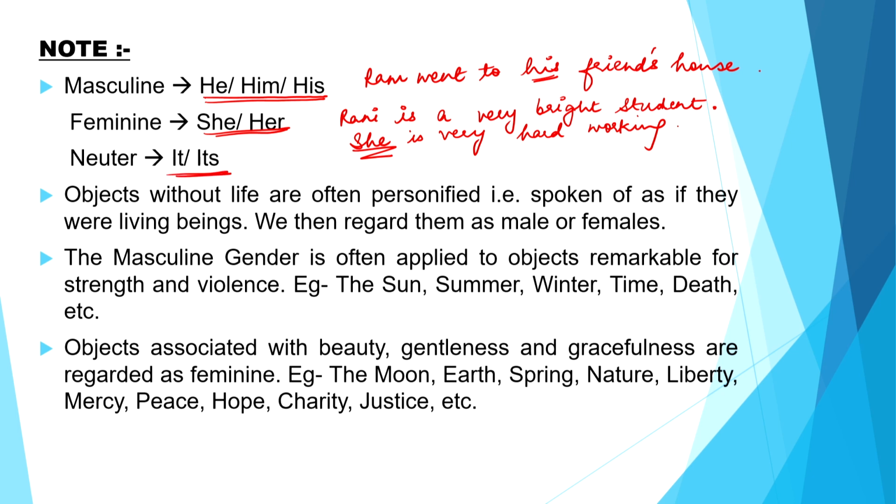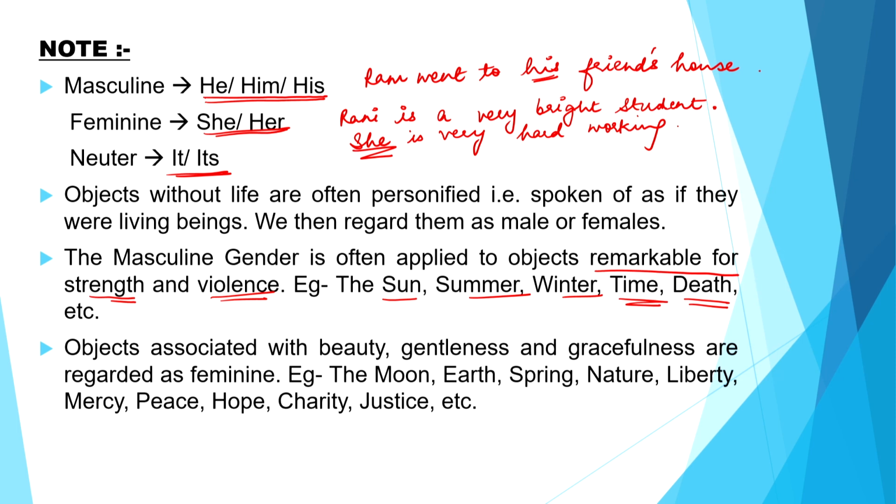Now, objects without life are often personified. Personified here means spoken of as if they were living beings. We then regard them as male or female. The masculine gender is often applied to objects remarkable for their strength and violence. For example, the sun, summer, winter, time, death, etc. So, these all belong to masculine gender.